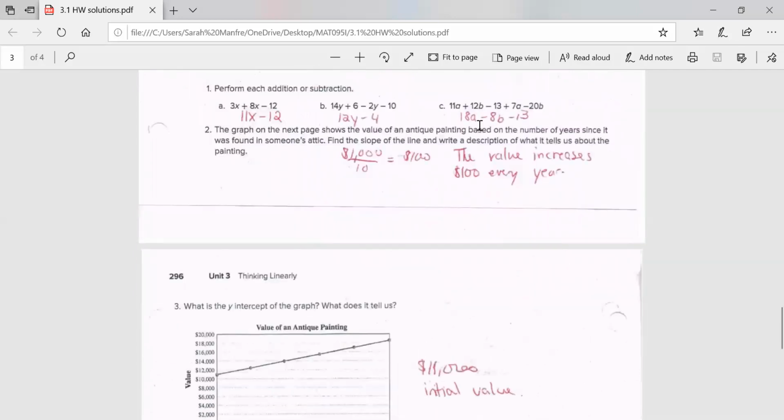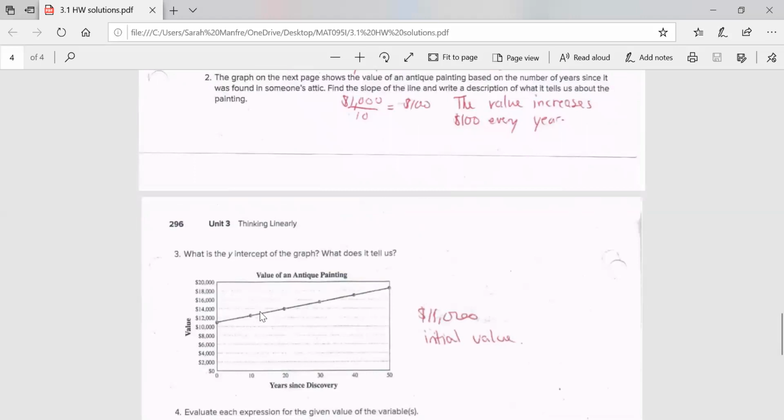Then over here, we have to combine our a's. 11a and 7a makes 18a. I have 12b and negative 20b makes negative 8b, and negative 13. All right, now question number 2 is asking you to find the slope of the line from question number 3. So you have to find 2 points and figure out what the slope is.